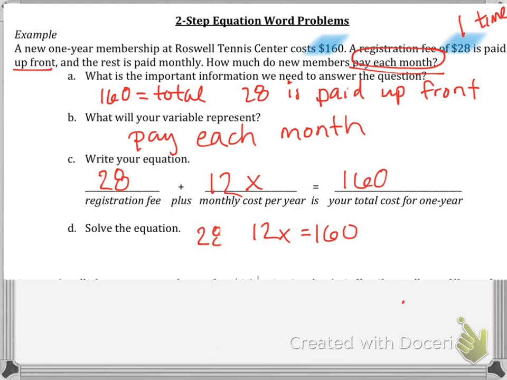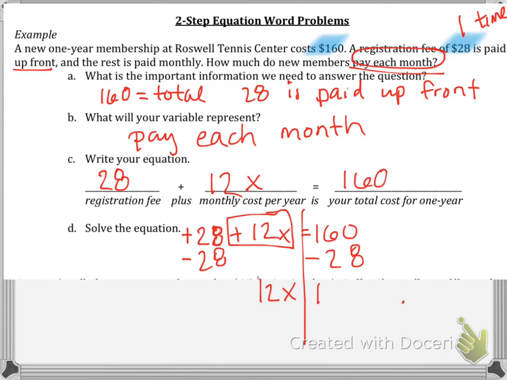I messed up right there. 28 plus 12x, so I want to put a box over my variable. I'm adding 28, so I want to subtract it. So I have 12x equals 132. After I divide by 12, I get x equals 11. So that is my answer, and I want to check my answer.